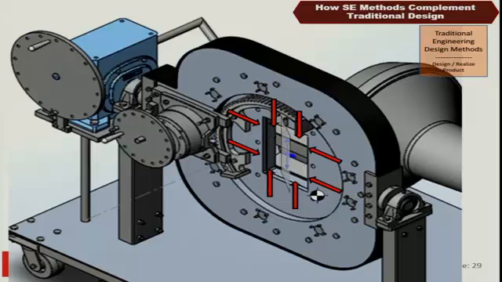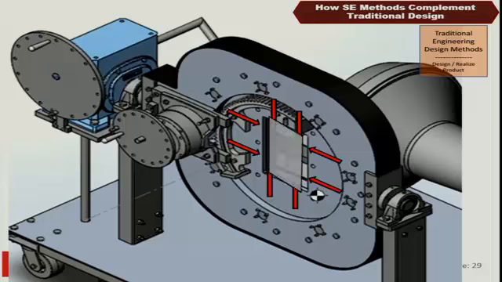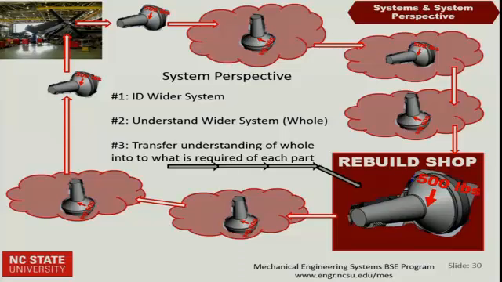Let me give you another example. If you'll notice in this design, the very, very center is completely open. Traditional engineering design is what allowed them to support a 500-pound gearbox rotated in multiple directions with the center completely open. An extremely hard design problem that they were able to solve with traditional engineering design. Systems engineering is what showed them the need for that.